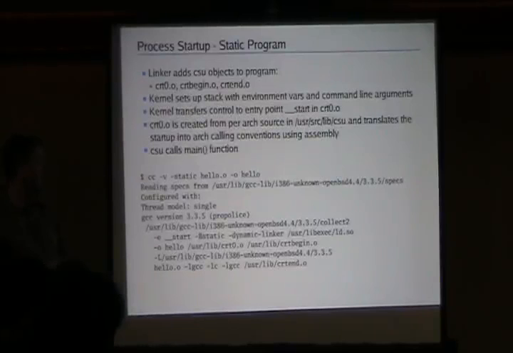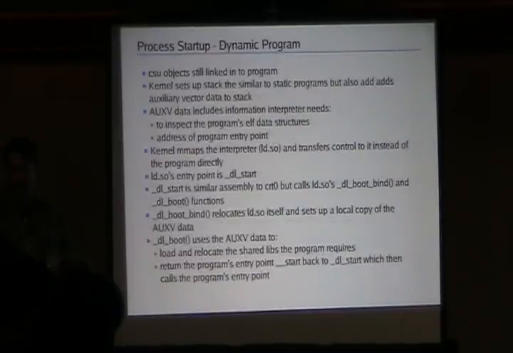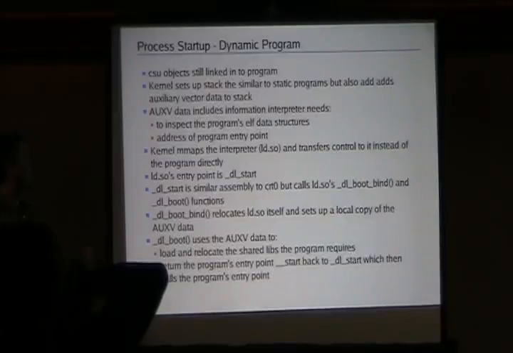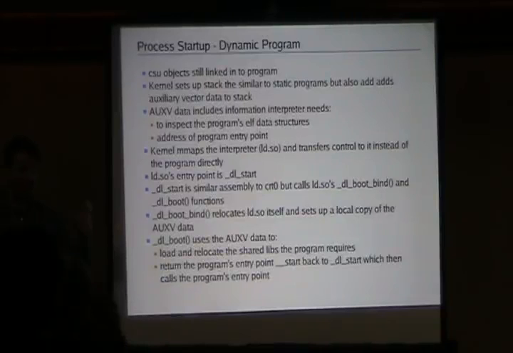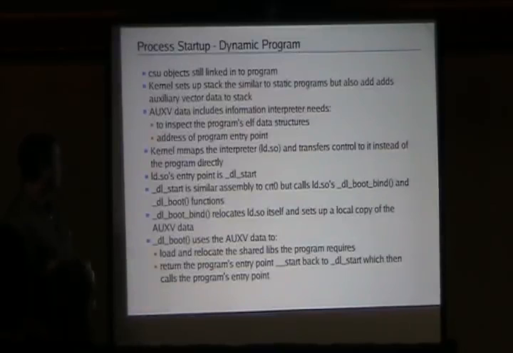So when you add in a dynamic program, you still get the CSU objects linked in. The kernel sets up the auxiliary vector data, which is essentially information to the runtime linker on how to find the ELF data for the program that was just loaded and the start address of the program itself. And the kernel maps in LDSO, or the runtime linker, and transfers control to that before the CSU objects. And LDSO then has the ability to load all of the shared libraries that it's been linked to. I go through the details of how it does that, but essentially when LDSO is finished, it then calls into the start function in CRT0 and continues on like a static program.